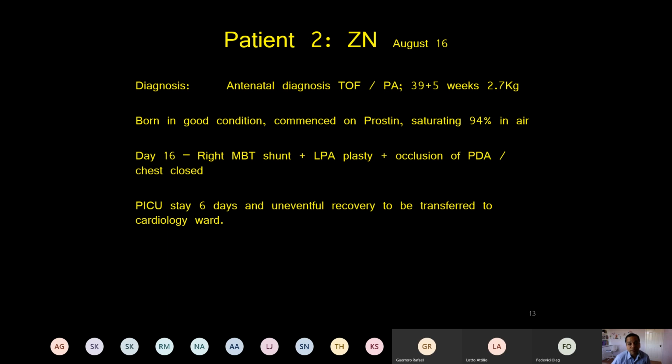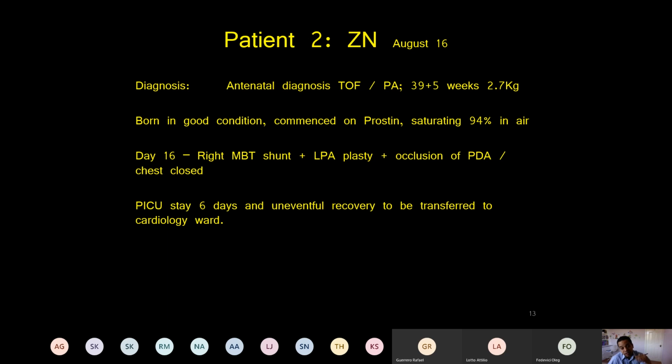So this is the next patient, Suleika. She was born in August 2016, and she had an antenatal diagnosis of tetralogy of Fallot with pulmonary atresia, born at term and 2.7 kilo. Born in good condition, started on prostin, saturating a little bit high in air.